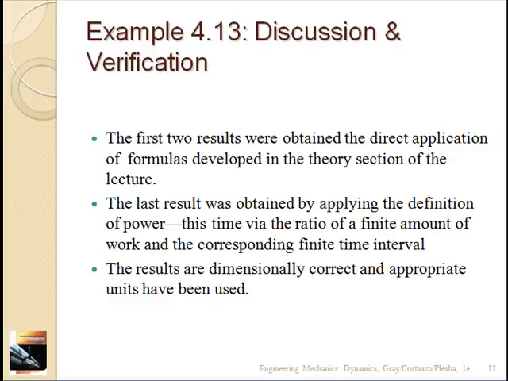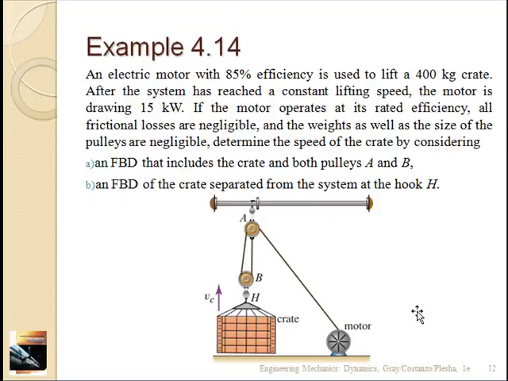All right. So let's do one more example. Okay, we have an electric motor. It's got a rope wrapped around it. The rope goes over pulley A, over pulley B, and then is attached at A. And so as the motor winds up the rope, it moves this pulley up and lifts this crate. All right, the crate moves with some velocity, VC. All right, so we're told that the efficiency of the motor itself is 85%, and the crate is 400 kilograms.